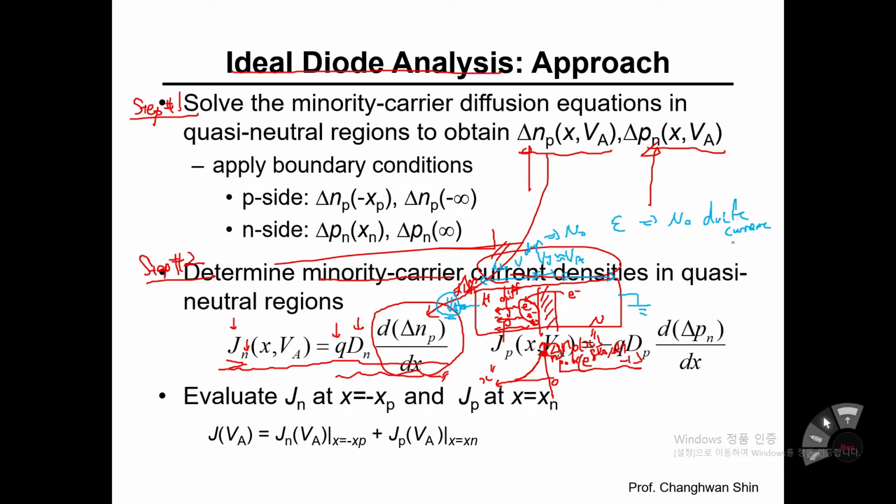Basically, it is reasonable, but technically speaking, it is not true 100%. Definitely, there is a tiny amount of voltage drop across the quasi-neutral region, but we are going to ignore that small amount of voltage drop in the quasi-neutral region in the ideal diode analysis. That means in a practical diode or in a non-ideal diode, the voltage drop across the quasi-neutral region should be taken into account in determining the final value of diode current. Okay, all right, so in this movie clip, let's tackle step number 2. Okay, let's go on.